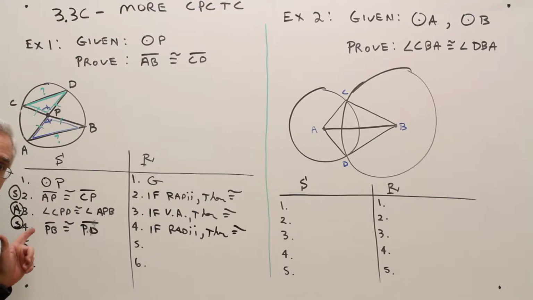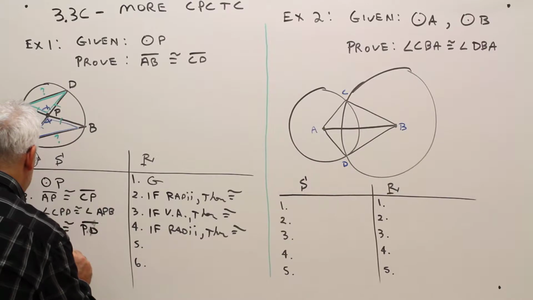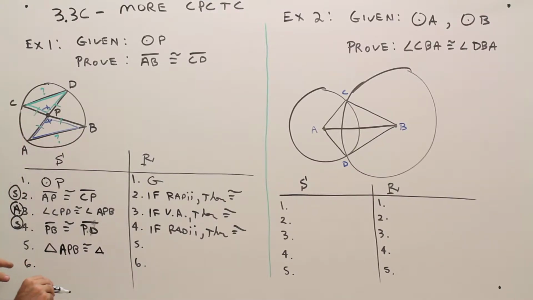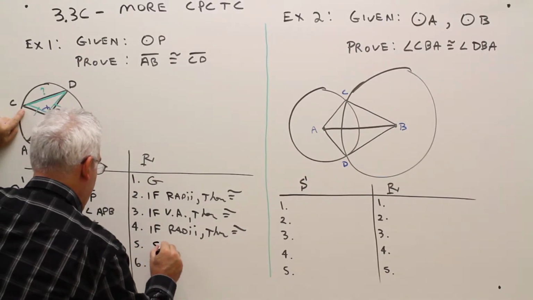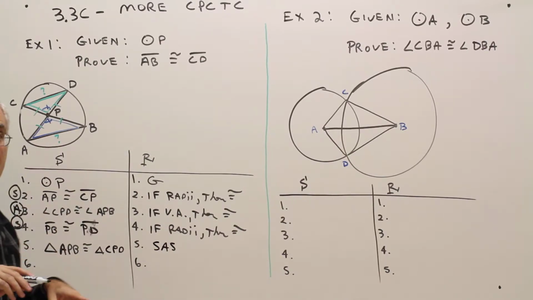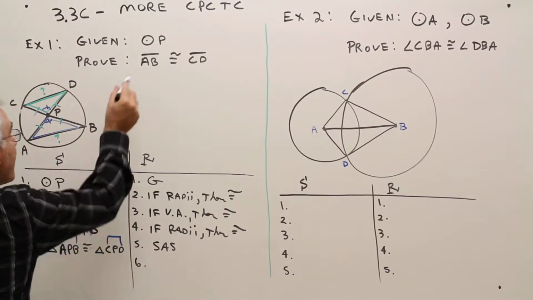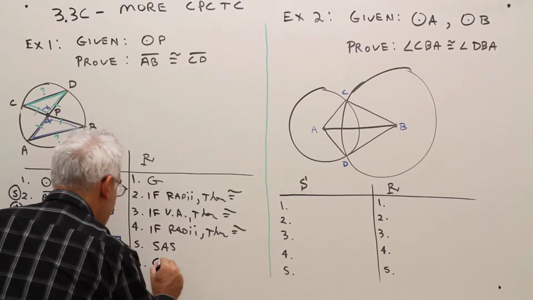So now you can clearly see I'm going to have some sassy triangles. So triangle APB is congruent to triangle, once I call it APB, I've got to match it up, CPD. And that would be by SAS. And then once again, get triangles first and then parts next. So I'm looking for a C and a D, that's first and last, to an A and a B, that's first and last, so that does correspond. So I'll just write it that way. So AB is congruent to CD, and that would be CPCTC.